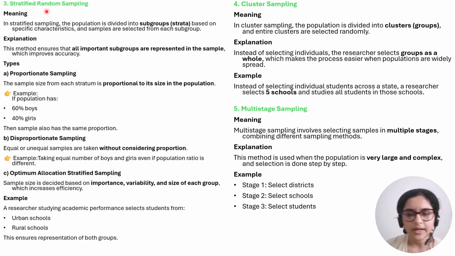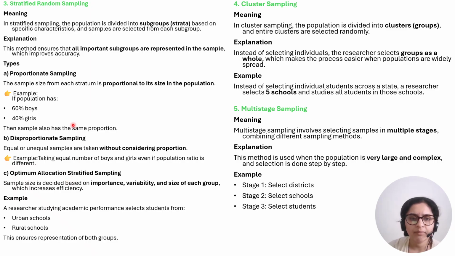Third one is stratified random sampling. As we already know, strata means groups, subgroups. The population is divided into subgroups or strata based on specific characteristics, and the samples are selected from each subgroup. This method ensures that all important subgroups are represented in the sample.